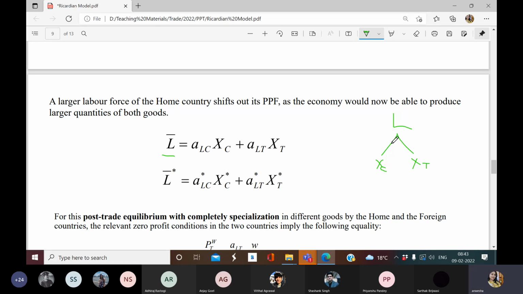Right? So what is the total labor demand in the home country? What will be the demand of labor for computer production? LC is the per unit requirement of labor in producing computer. And what is the total amount of computer production? That is XC.